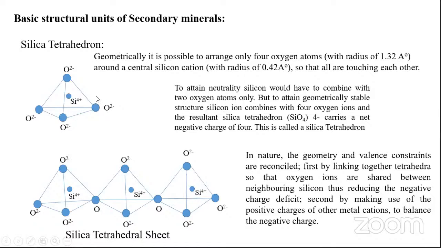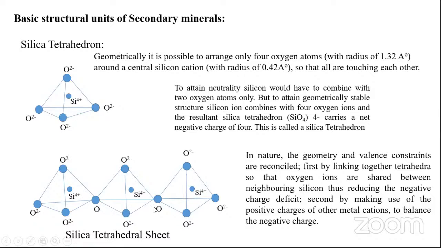This is a very fundamental structural unit. It has 4 oxygen atoms, each with a 2 minus charge, so there are 8 negative charges in total, and only 4 are satisfied. So an excess negative charge will be there. To satisfy that, what will happen? It will again bond with an adjacent tetrahedral unit.